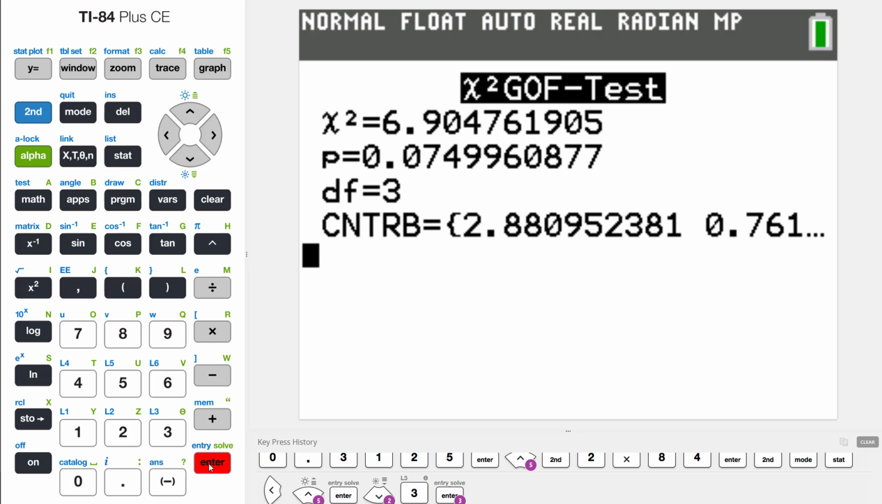Let's run the test, and we have our result. So we have our test statistic, we have our p-value, and we have our contributions, which you're going to be seeing again when we do the TI-83 version of the test. Let's record these.